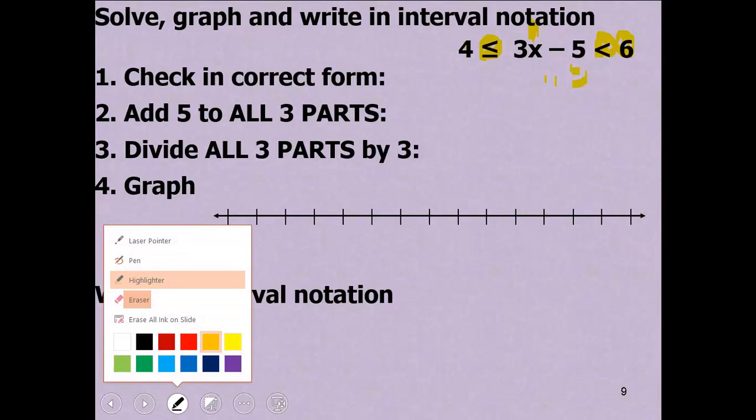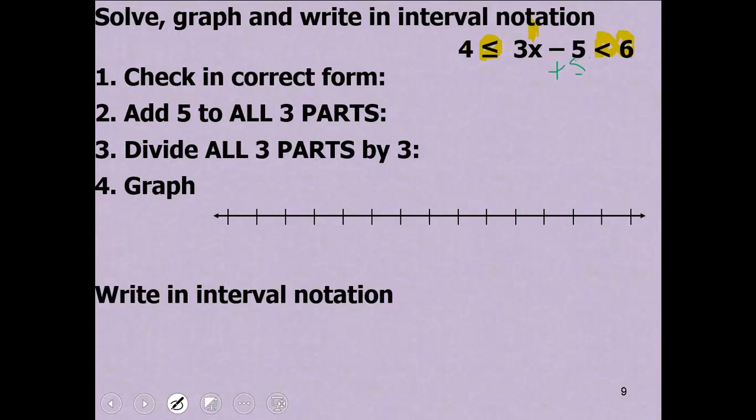Let me change my pen here. I'm going to add 5. Whatever I do to the center, I got to do to the left, and I got to do to the right. Okay? So then I get 9 is less than or equal to 3x is less than 11. Now I have to undo this 3. So I'm going to divide by 3. And then I get 3 is less than or equal to x, which is less than 11 thirds, which is like 3 2/3.